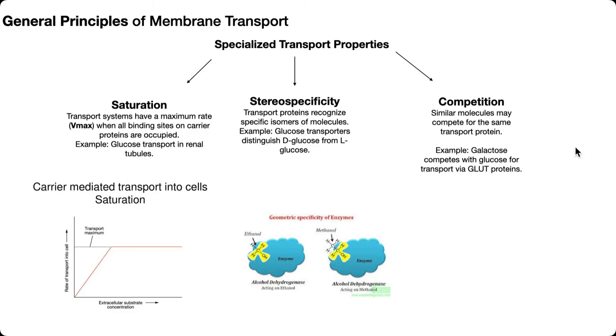Right. So these are some special terms associated with transport properties. First, let's look at saturation. Saturation is when all of the transport systems which have a maximum rate, basically the number of carriers that bind substances, are occupied. All right.